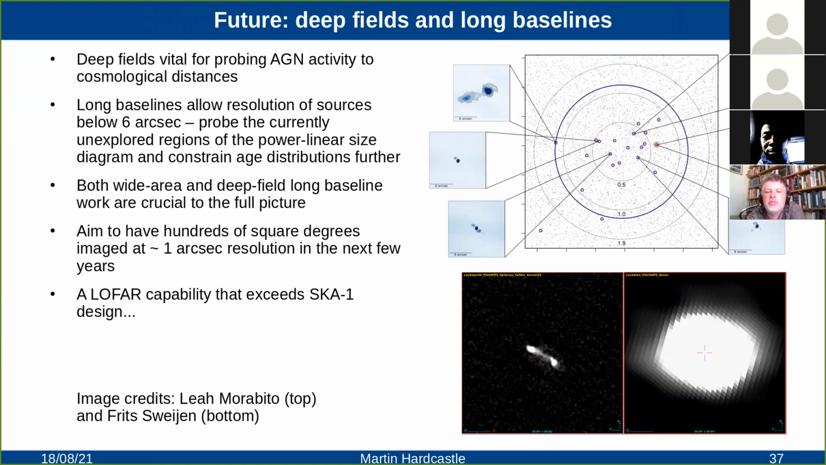And another thing that will help us is the long baselines of LOFAR, because with the long baselines you can go down to sub-arcsecond resolution, and that allows you to measure the sizes of the small radio source population which are currently unresolved. That's really important if we're to understand those low power small sources in the LOFAR sample. So we aim to have hundreds of square degrees imaged at those high resolutions in the next few years, and that's a capability that SKA doesn't actually have. So VLBI with LOFAR is going to be something that we will want to do a lot of while the SKA is still being developed.